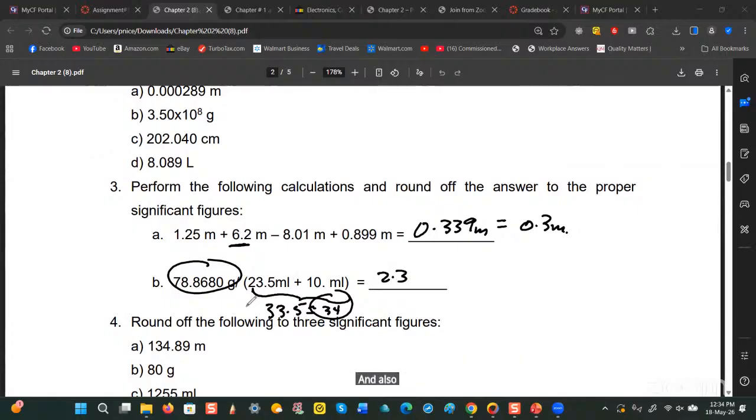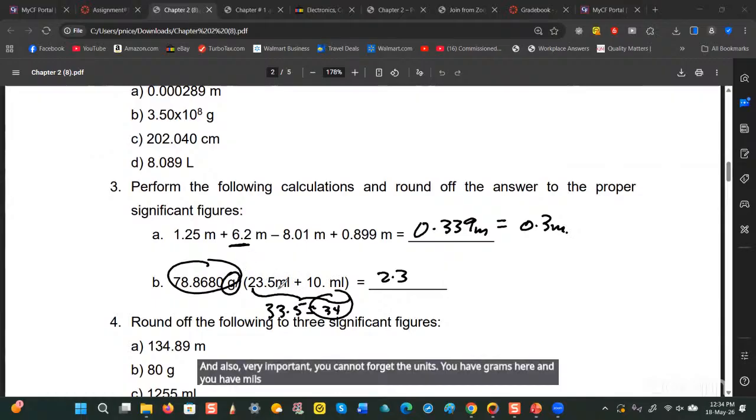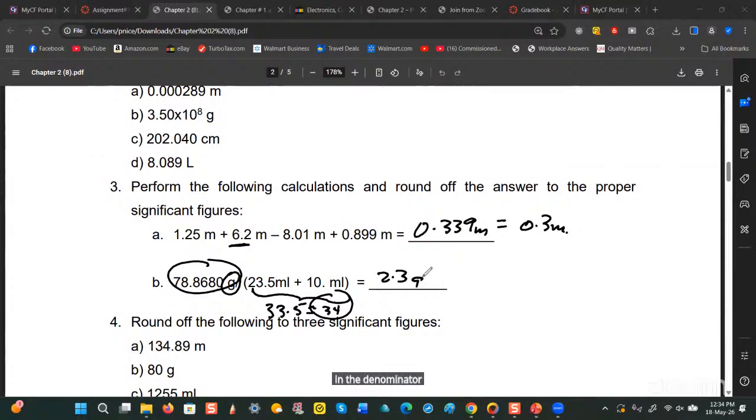And also, very important, you cannot forget the units. You have grams here and you have mils in the denominator. So the answer will be expressed in grams per mil in terms of unit. And that's the answer. All right? Any questions about this one? Any questions? Okay, continuing.